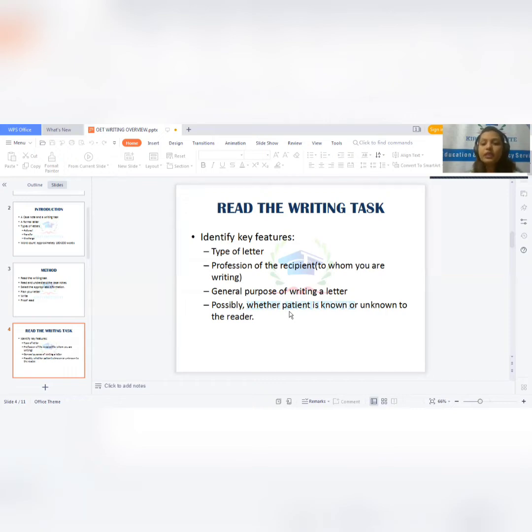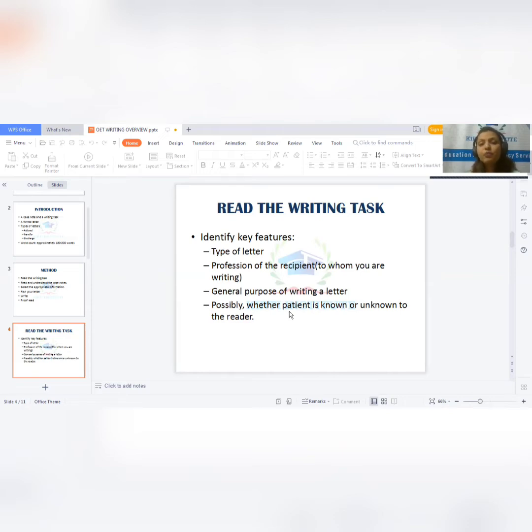It can be anything, but this purpose will most probably be mentioned in the writing task. If it is not in the writing task, it must be at the bottom part of your case note. So after reading the writing task, you may go through a few sentences from the bottom of the case note. Then possibly you may come to know whether the patient is known or unknown to the reader. For example, if you are writing a letter to the patient's local GP or family GP, the reader must be known. The local GP or family GP may be known to the patient. Suppose you have received the patient from a nursing home and you are sending the patient back to the nursing home. In that case, the patient is also known.